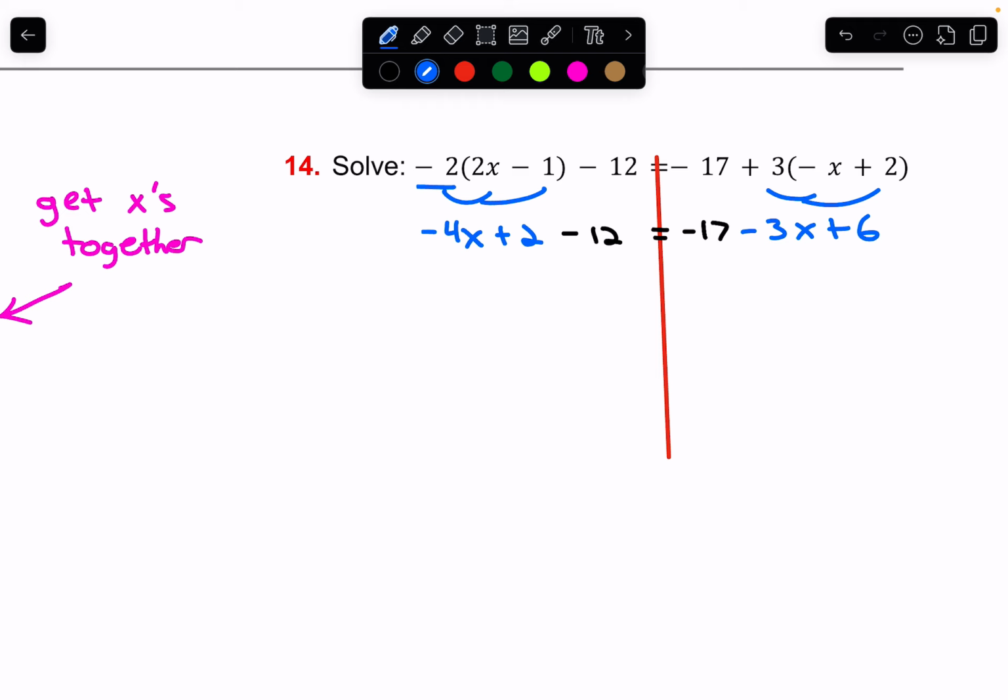On each side, we're going to combine like terms. So on the left, -4x doesn't have anything to combine with, but 2 minus 12 is -10. And on the right side, we have a -3x that has no friends, so it just stays -3x. But -17 and 6 are going to give us a -11. So now remember, our goal is to get x's together. We want all the x's in one spot.